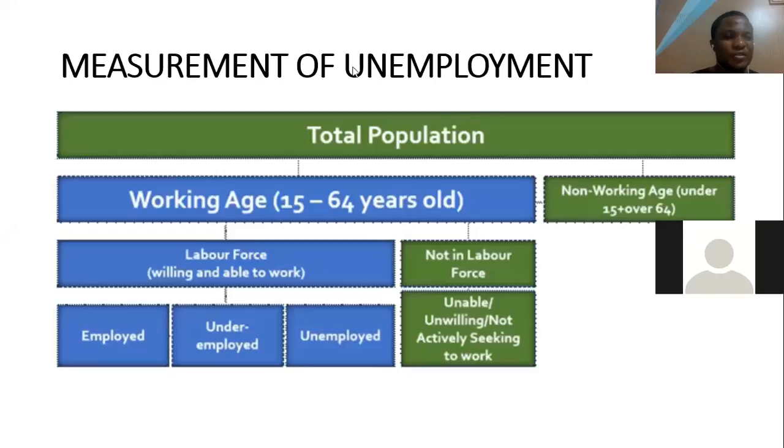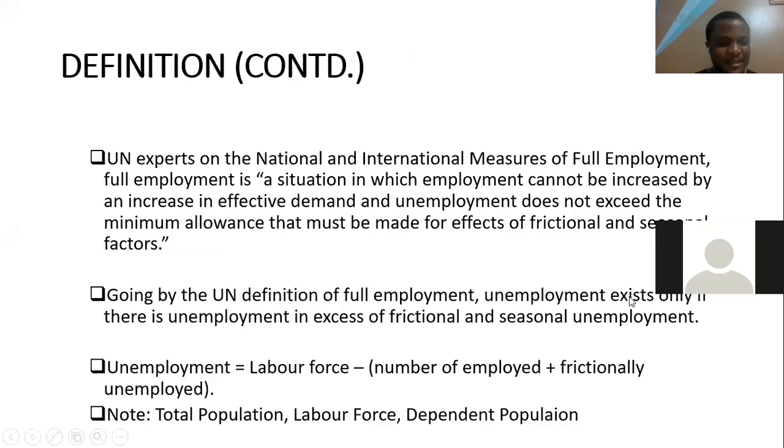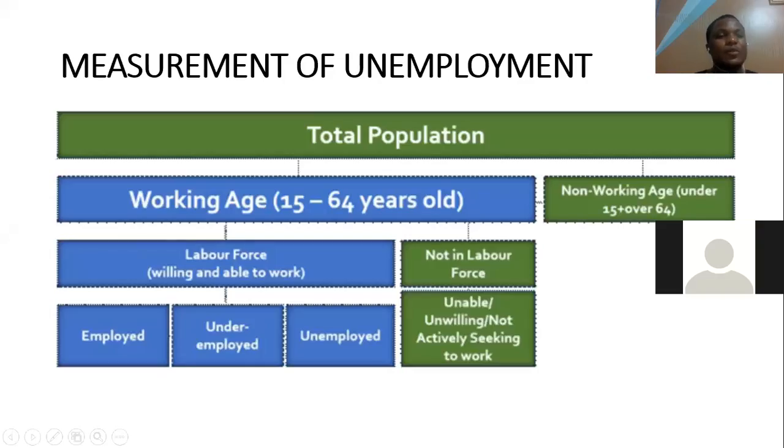So we will be considering the measures of unemployment. And remember that in my previous slide, I said you must take note of the different categories of people we have: total population, the labor force, as well as the dependent population. Now, let's look at the measurement of unemployment, still focusing on the total population, labor force, and dependent population. This particular chart is from the National Bureau of Statistics, Nigeria, which is in charge of calculating the total number of people that are unemployed in Nigeria.